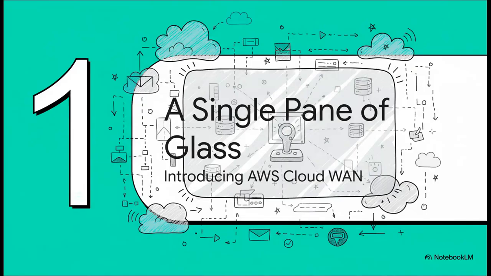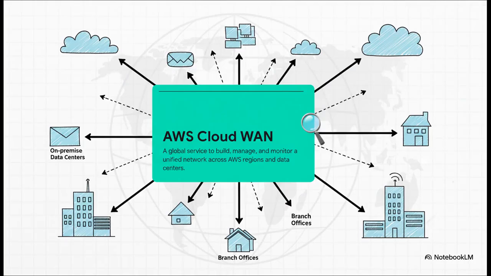But what if you could manage all of that from one central place, a single pane of glass? This is where AWS Cloud WAN steps into the picture. It's designed to be that master controller, the thing that finally brings some order to this global network maze. So, what is this thing exactly?